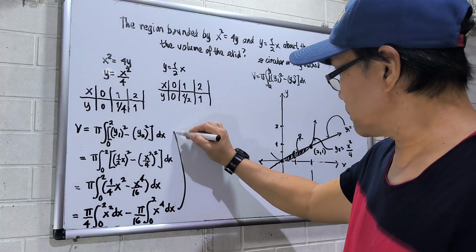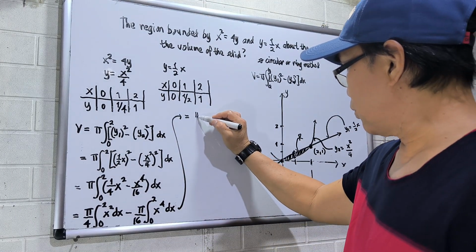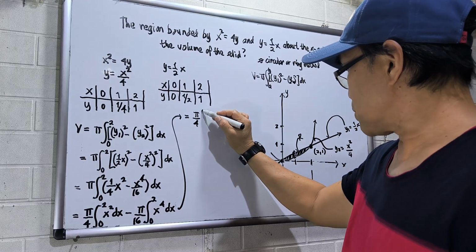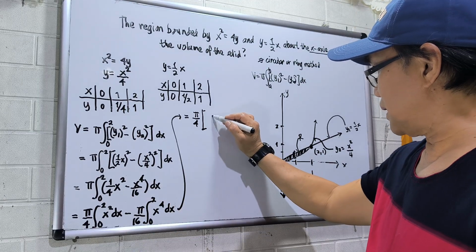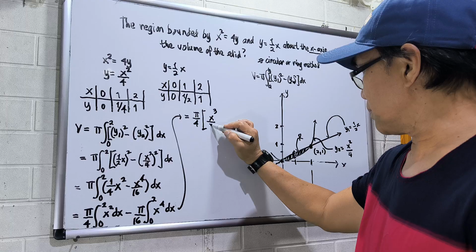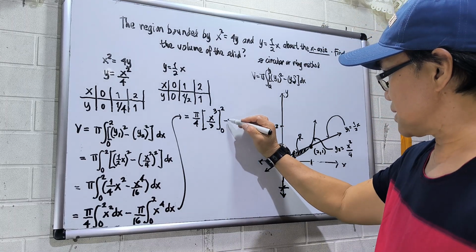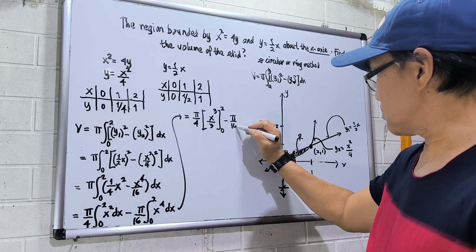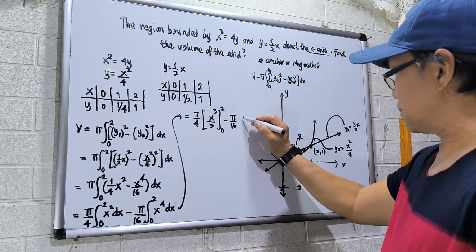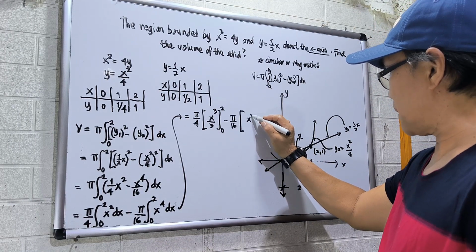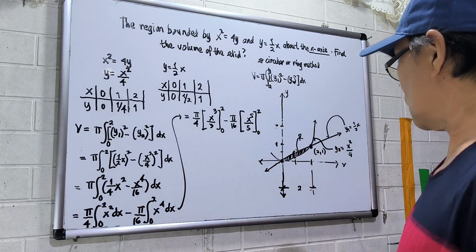Then I will integrate. So this will be pi over 4, square brackets, n plus 1, that will be 2 plus 1, that will be x cubed over 3. Then limits from 0 to 2. Then minus pi over 16. Then integrate x to the 4th, x to the 5th over 5, right? So square brackets x to the 5th over 5. Then limits from 0 to 2.